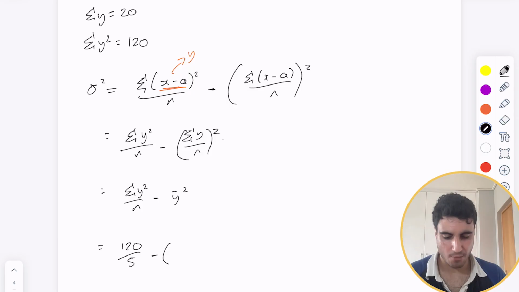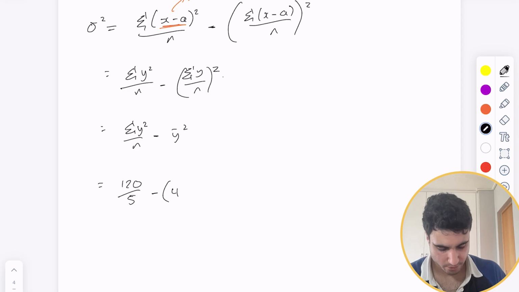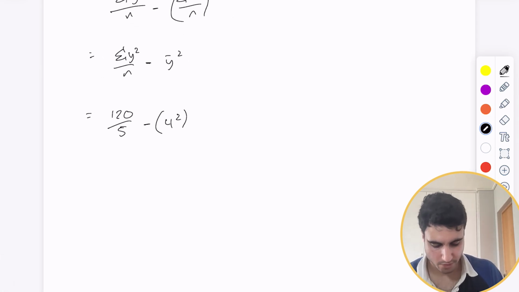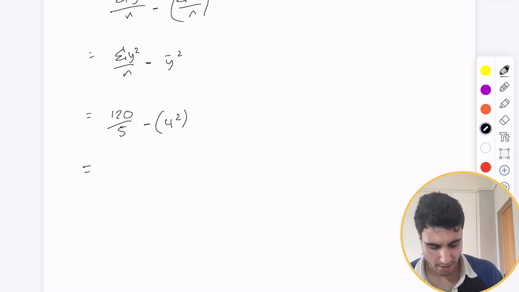Okay. Our mean is going to be 4. Okay, so we've got 4 squared there. So therefore, when we do this calculation, 120 over 5 minus 16, that's going to equal 8.